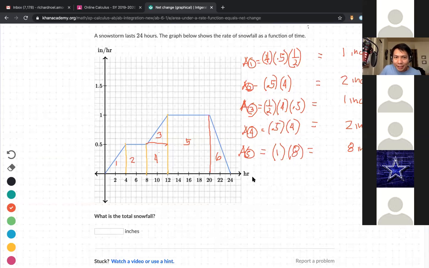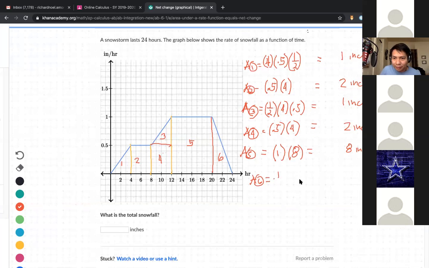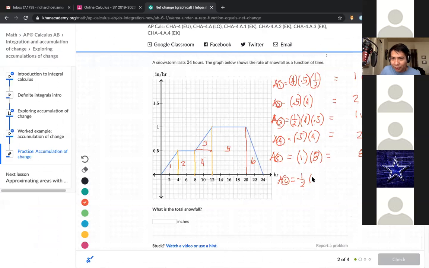And then for our A6, what will that give us? That's going to be another 1/2. Our base is from 20 to 24, so you'll have 4. Our height is 1. So 4 times 1 is 4. Half of 4 will just be 2.